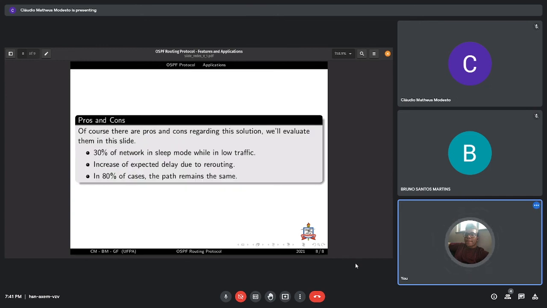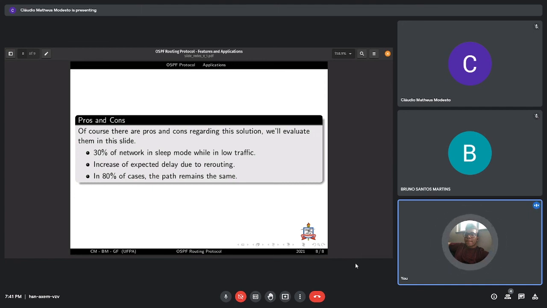Okay. These results show that the number of active links was reduced by about 30% of the total network links, without considerably increasing the link load in moments of low traffic, thus generating a minor impact in QoS, the quality of service, when it is possible.